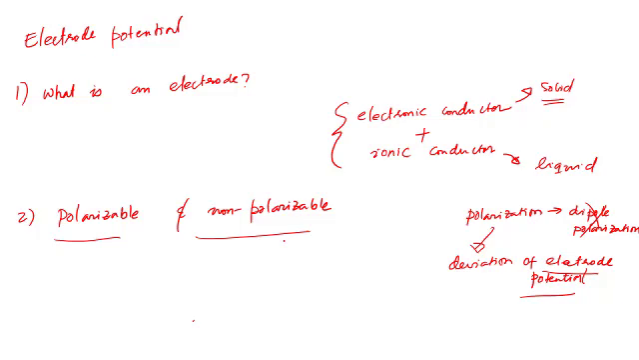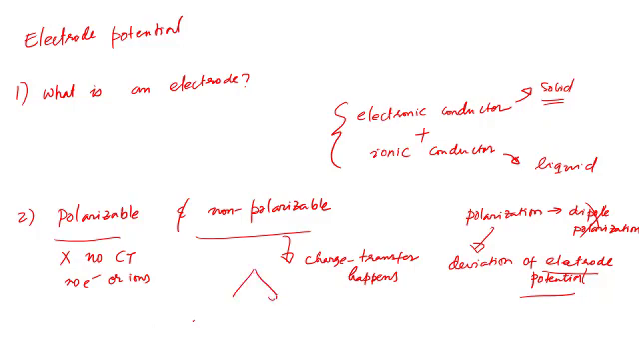Essentially, non-polarizable is where charge transfer happens. So in a non-polarizable electrode, charge transfer happens, and in a polarizable electrode there is no charge transfer. So polarizable electrodes are those that have no charge transfer, that means no electrons or ions, whereas in non-polarizable electrodes, there is a charge transfer. This could be of two types: electrons transferred, or ions.